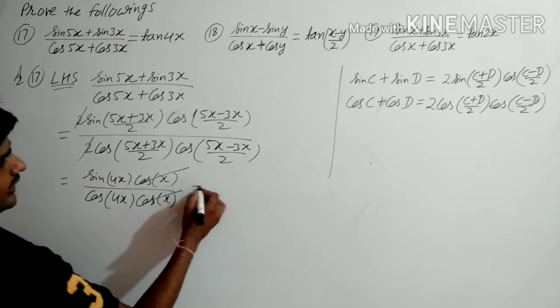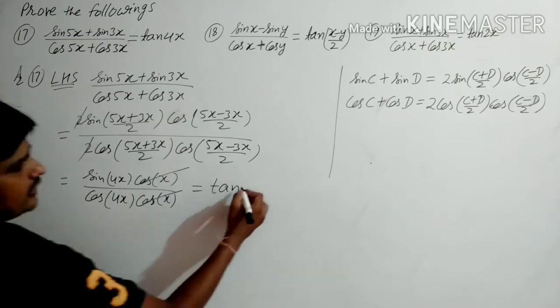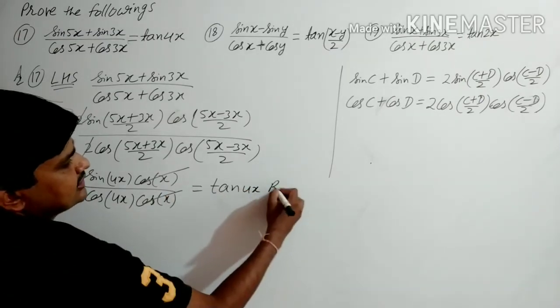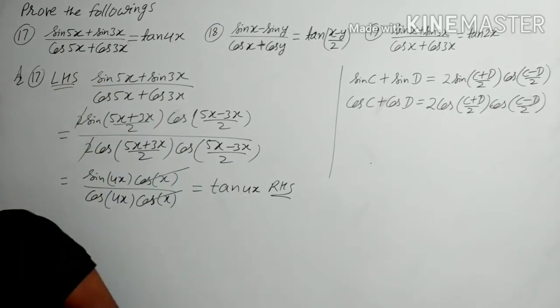Here we get sin 4x upon cos 4x, and we know that sin upon cos equals tan, and the angle is the same, 4x. So tan 4x is equal to RHS. So this is the solution of question number 17.